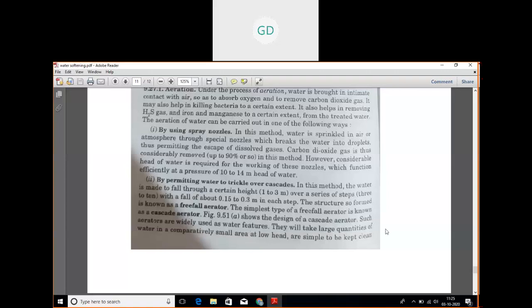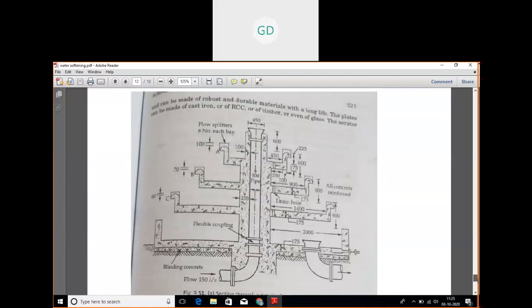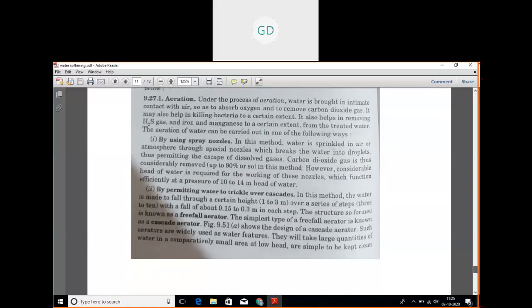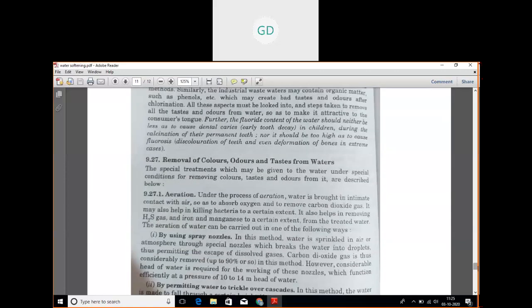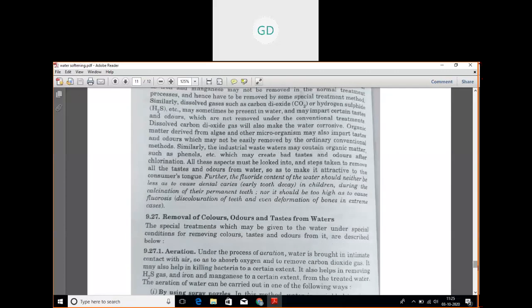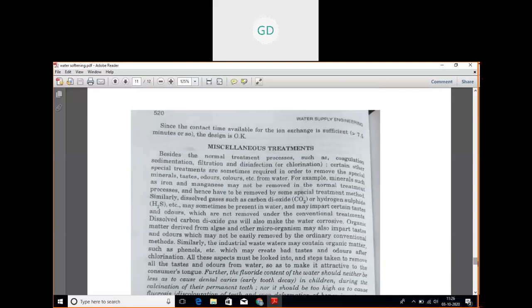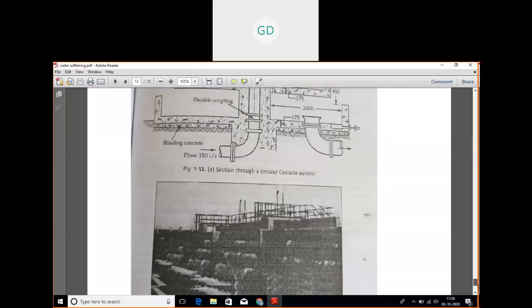By this process also, carbon dioxide gas is removed and oxygen is supplied to the water. Like this, there are some miscellaneous treatments given to the water for removing small things. There are many other processes also, like removing fluoride, but I have not included them, because there are many small processes. So try to remember the normal treatment processes which we have discussed till last class, or today, up to water softening. Water softening is very important, and aeration is also important. With this, we end our treatment process chapter.